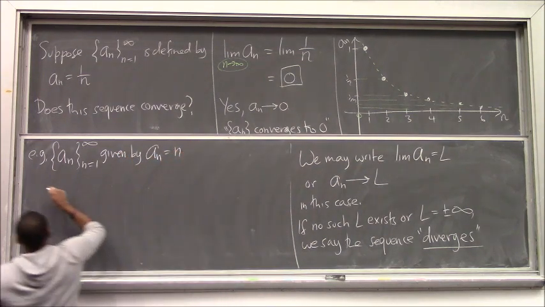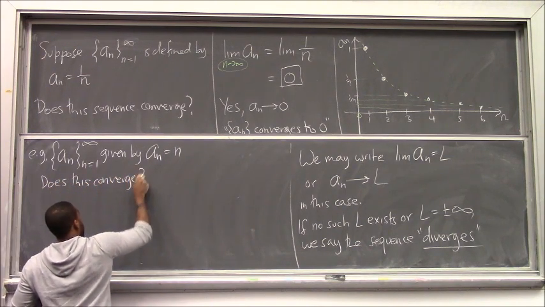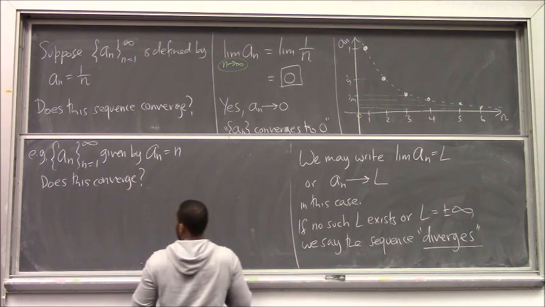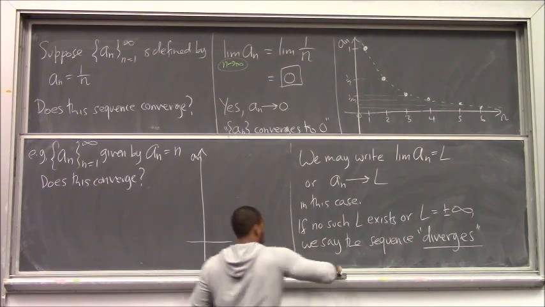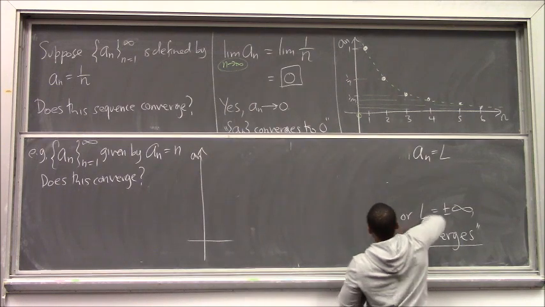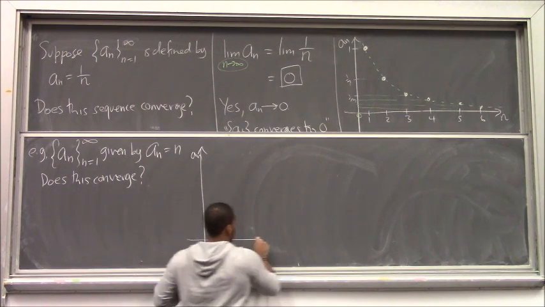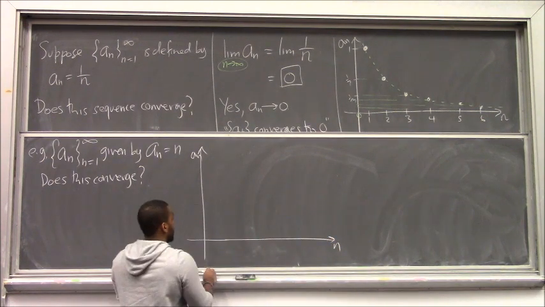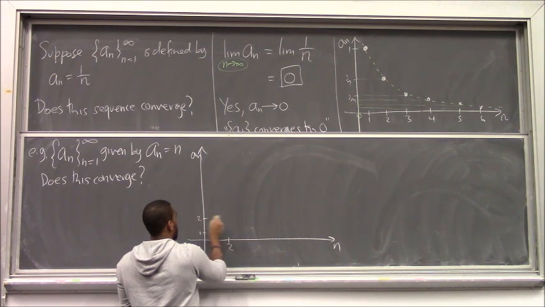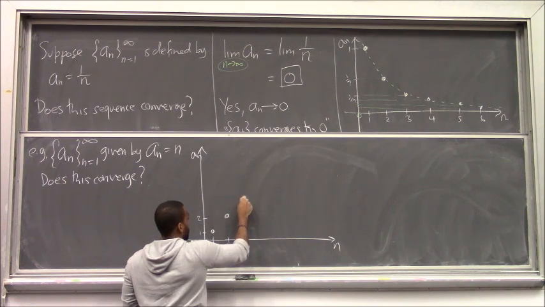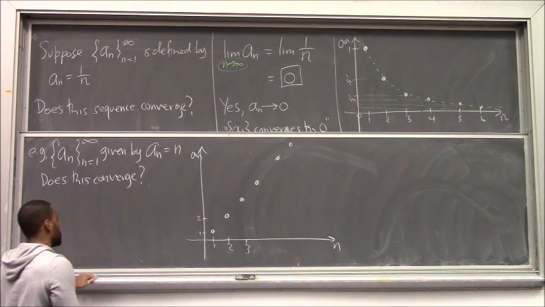a_n equals n. And I can say, does this converge? Well, I could think of this as a picture. Here's my a_n. So, my 1 would map to 1, my 2 would map to 2, my 3 maps to 3, my 4 maps to 4, my 5 maps to 5, and so on and so on. So that would be what this picture starts to look like.